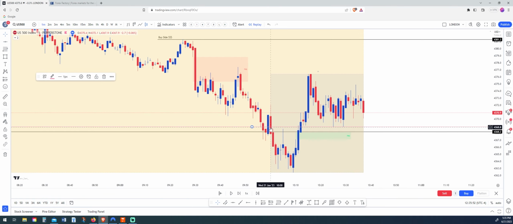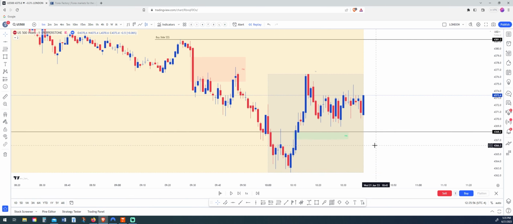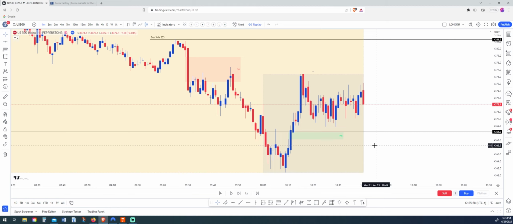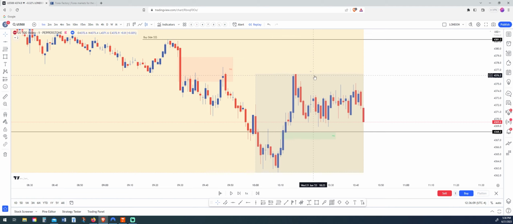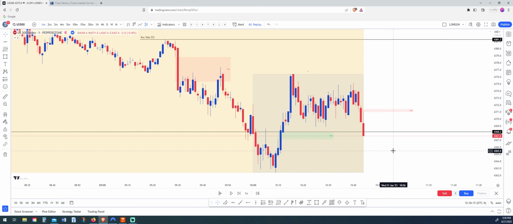Just building liquidity slightly above the fair value gap. Equal highs, which have just been taken. I mean, this is just horrible price action. You're going to need to see a break out of this range before you start considering a trade. Either sweep the high for a pull lower or sweep the lows to go higher.